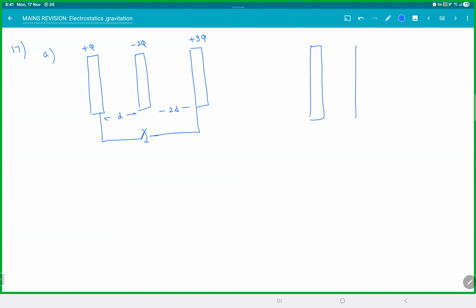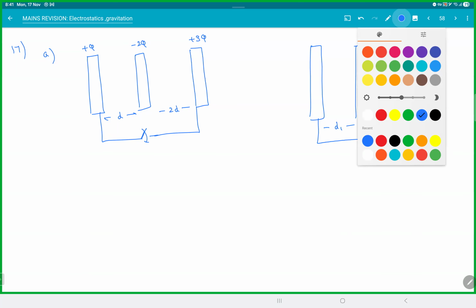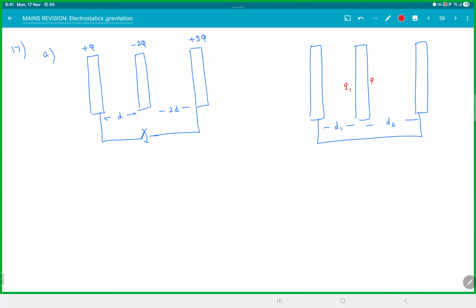One, the charge outside is how much? Total by 2. And second result, if this distance is d1 and this distance is d2, again we did this in Gauss law, and this is q1 and this is q2, then q1 into d1 is equal to q2 into d2. That result you need to know. Without that result, you can't go ahead.